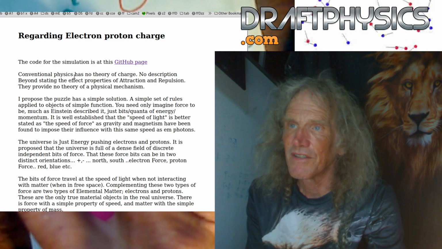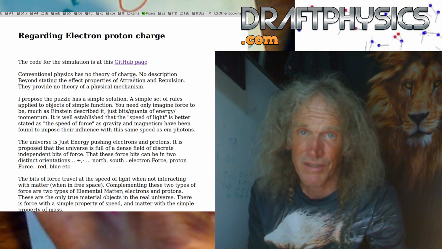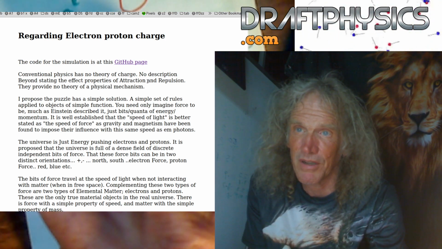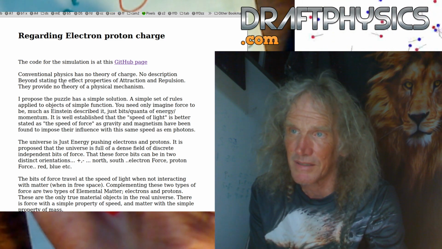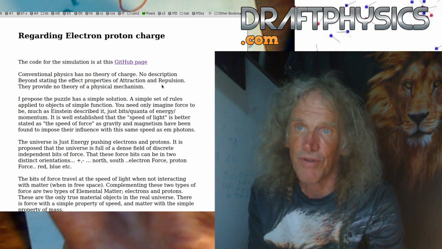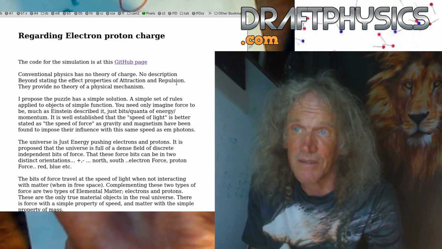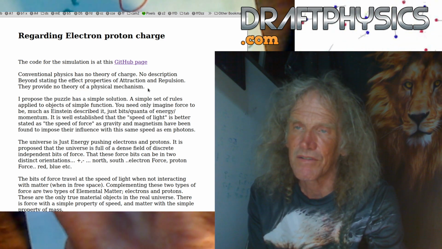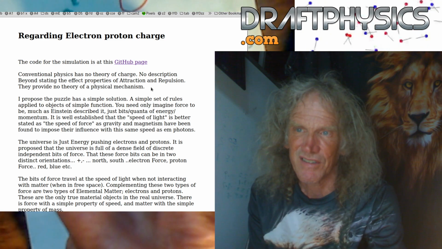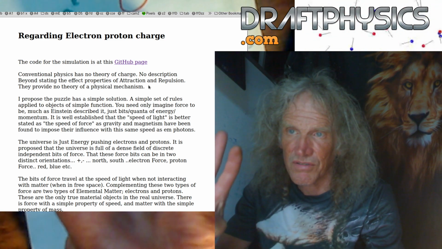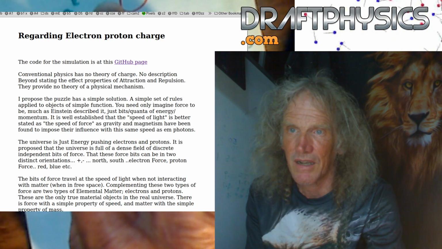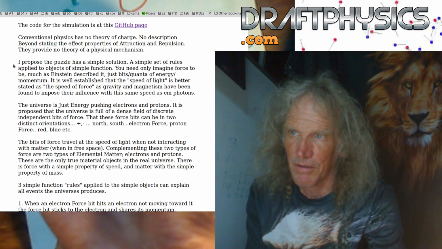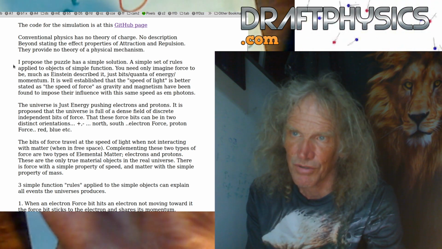Conventional physics has no theory of charge. They just tell us that there's attraction and repulsion, that electrons and protons behave a certain way. No description beyond stating the effect properties of attraction and repulsion. They just say those two properties exist, and we don't know why, but they exist. They provide no theory of a physical mechanism, so there's nothing. They don't even suggest a bent geodesic. There's a complete void of any kind of reason why electrons repel electrons, protons repel protons, and electrons and protons are attracted.